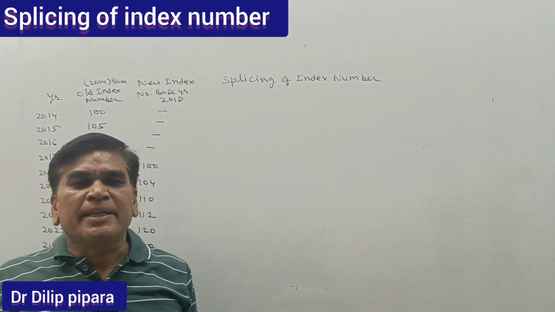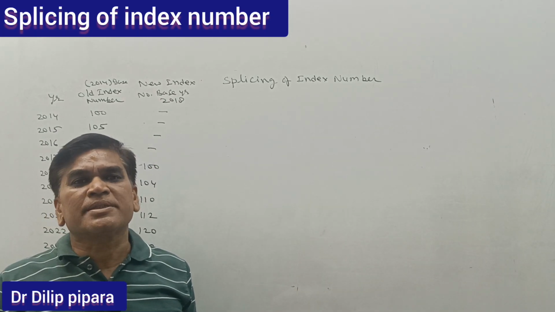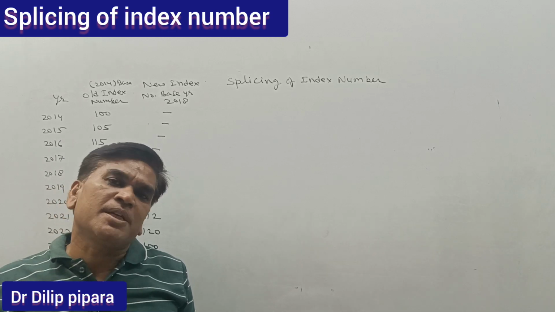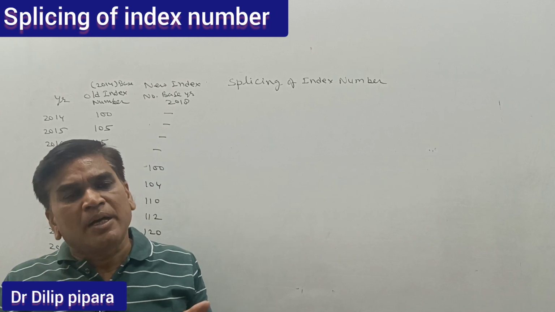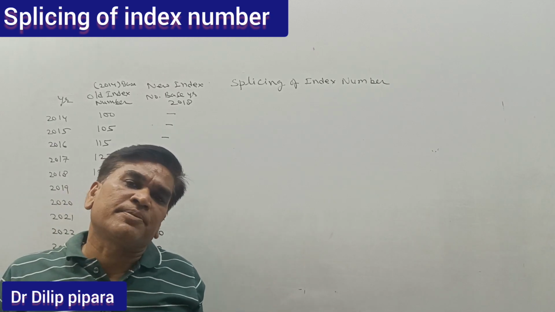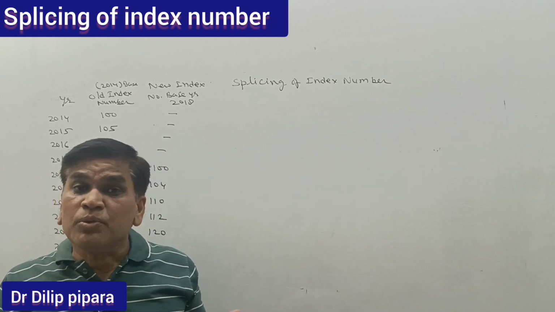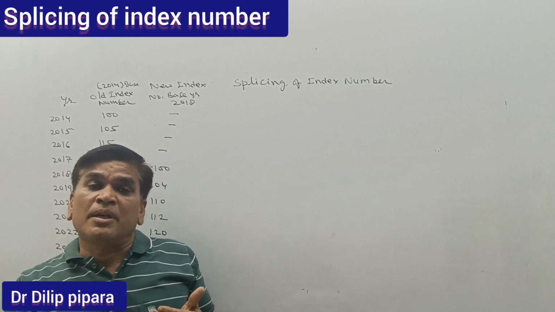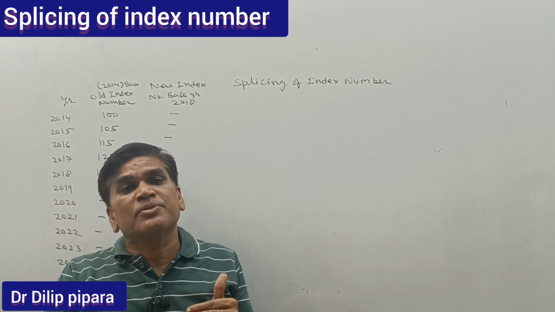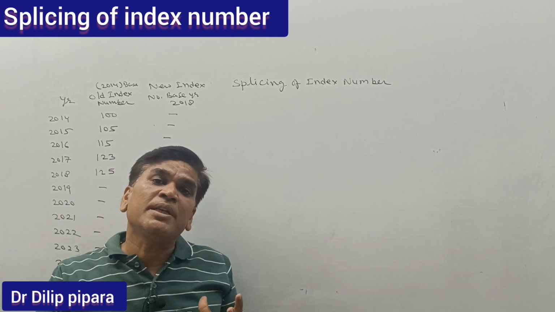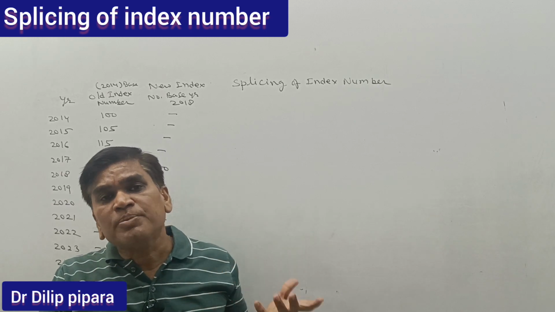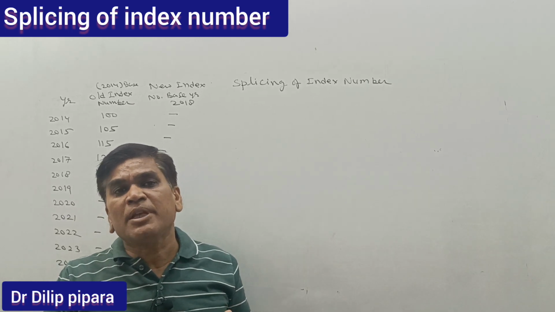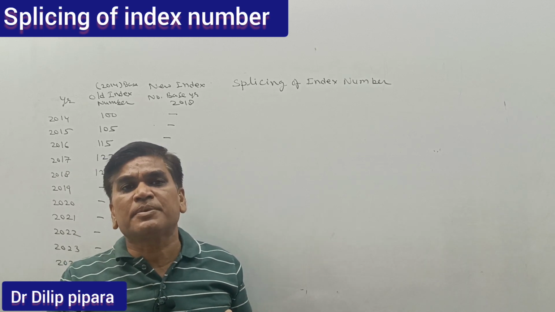Welcome once again. In index numbers, we have learned how to shift the base of an index number. So we have learned, if we want to change the base year of an index, how we can change it. But sometimes we have two series of index numbers, one series based on one base year and the other series based on another base year. So how can we simplify both index numbers to get one index number for the same commodity? In today's video we will learn how to do the splicing of index numbers.